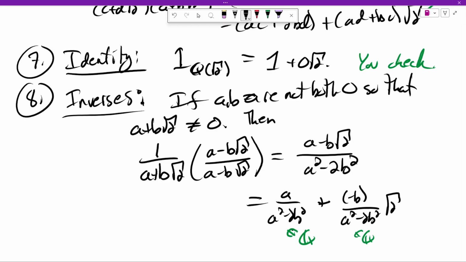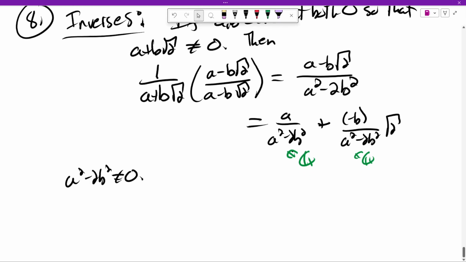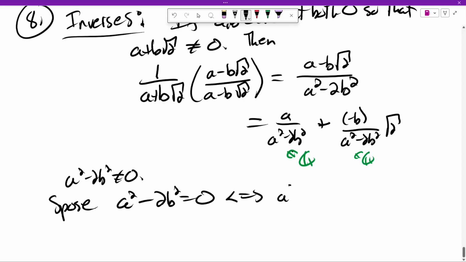But there's a slight caveat here. We have to check that a squared minus 2b squared is not 0. Right? Because if a squared minus 2b squared were 0, then that would be bad, because we would be dividing by 0. So let's go and check this. We have to make sure this doesn't happen. So let's do it. Suppose, for now, that a squared minus 2b squared is 0. And this is equivalent to saying a squared is 2b squared.